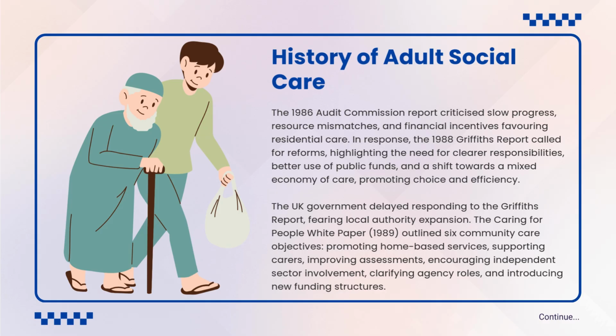The Caring for People White Paper, 1989, outlined 6 community care objectives: promoting home-based services, supporting carers, improving assessments, encouraging independent sector involvement, clarifying agency roles, and introducing new funding structures.